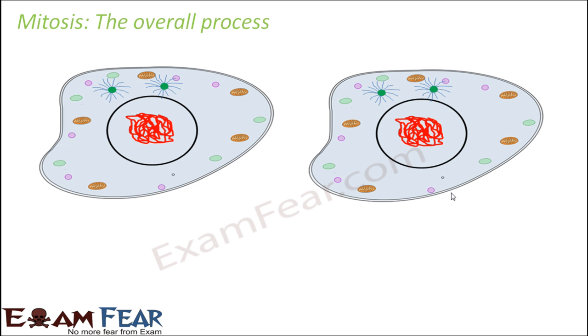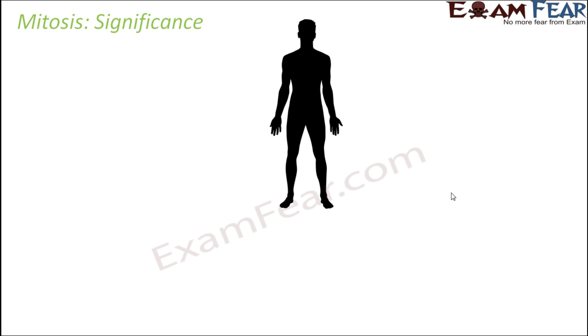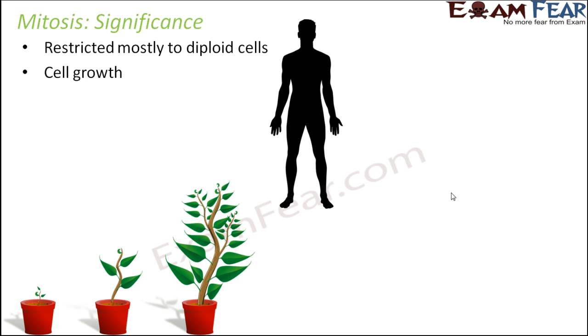But before we start with the next process, that is meiosis, let us quickly discuss the significance of mitosis. It is restricted mostly to diploid cells. When I say restricted to diploid cells, that means it takes place in all the diploid cells present in our body. Because of mitotic division, the diploid cells of our body can increase in number. For example, our growth, or the growth of a human being from a small fetus, all happens by mitotic division of the diploid cells. Cell growth in both plants as well as animals. Cell repair: whenever there is some injury or damage, or whenever a cell dies off, the replacement is always provided by mitotic cell division.